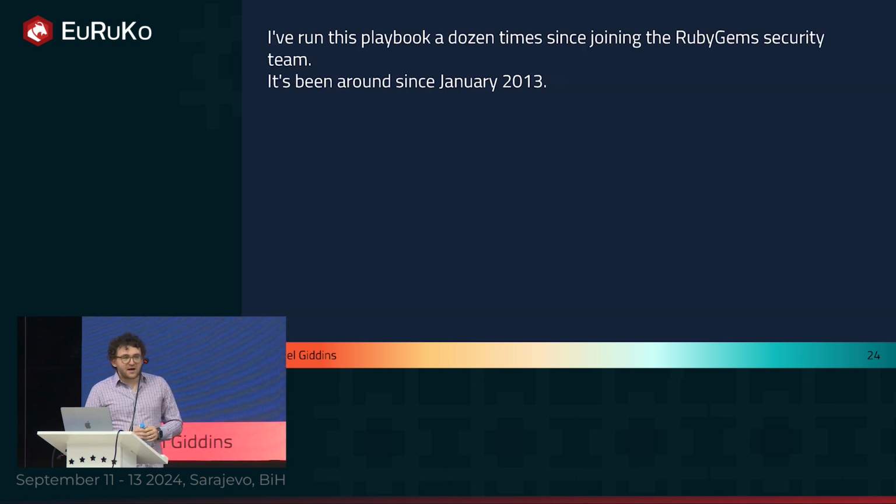And it turns out that I have run through this exact same playbook a dozen times since joining the security team. This playbook has been around for over a decade, and it turns out it's not specific to RubyGems.org. It's pretty common practice for any application that exists to serve content.